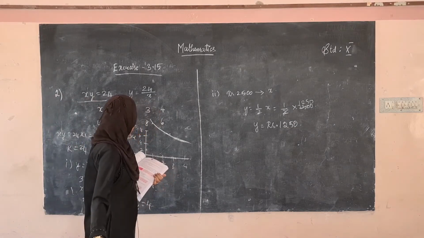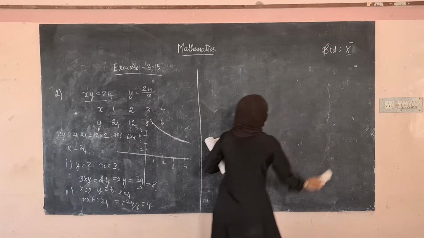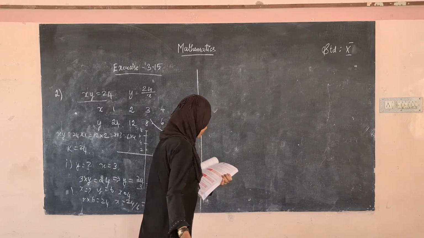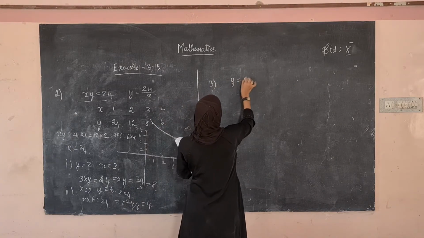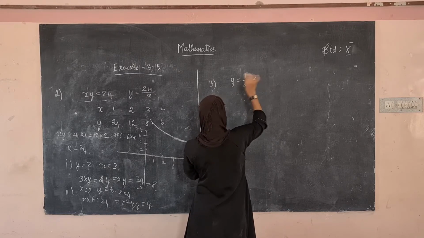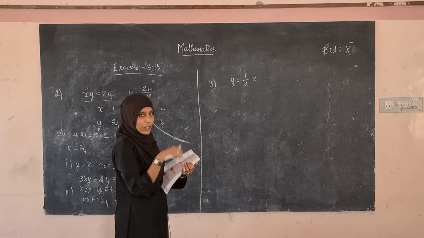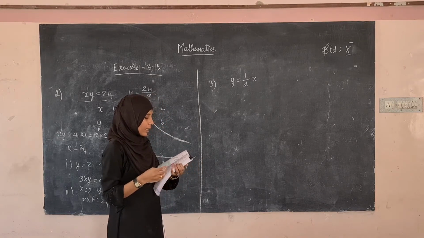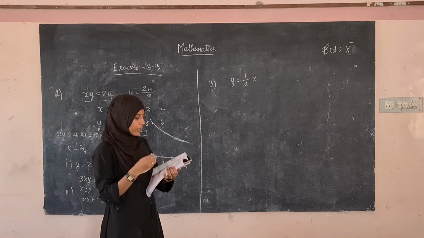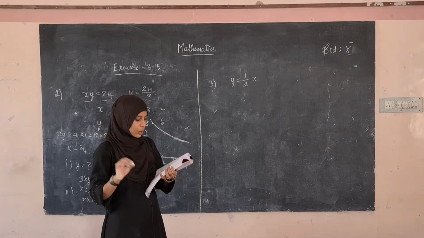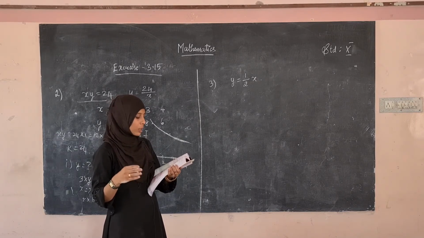And the next sum, that is the third sum. What is the third sum? Graph the following linear function. What's the function given here? y is equal to 1 by 2 into x. You have to first draw the graph, and you have to find the constant of variation, and you have to find from the graph the value of y when x is equal to 9 and the value of x when y is equal to 7.5.